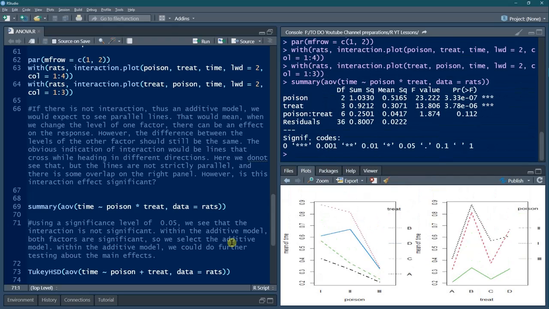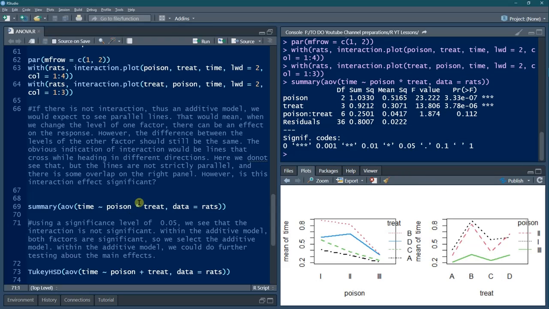Let's find out the summary. Here when you use star, it means individually additive as well as the interaction. So for poison we are getting what is called a significant result here, because the p value is very less. Here also the p value is very less, and the interaction term, poison and treat together, is not significant. Residual is basically what is not explained by these factors.